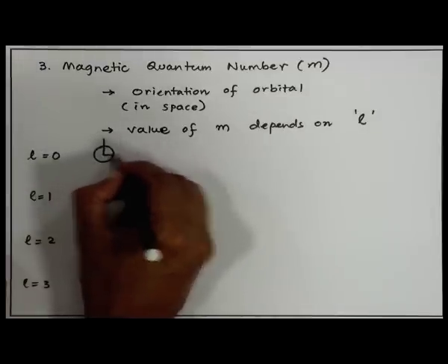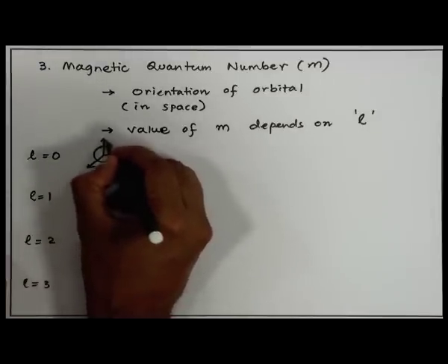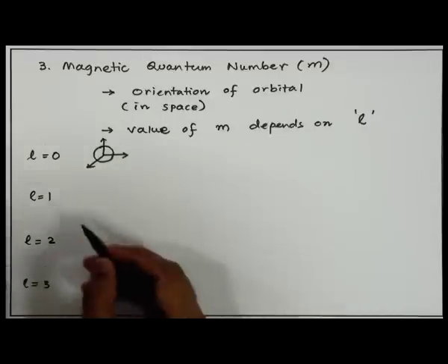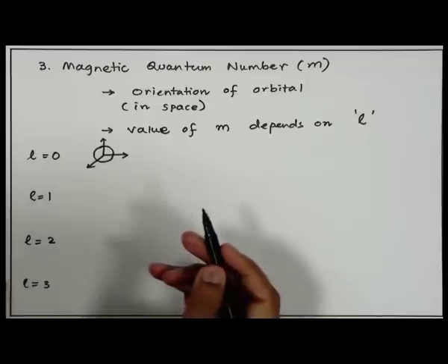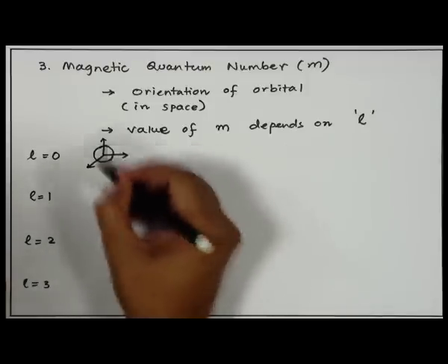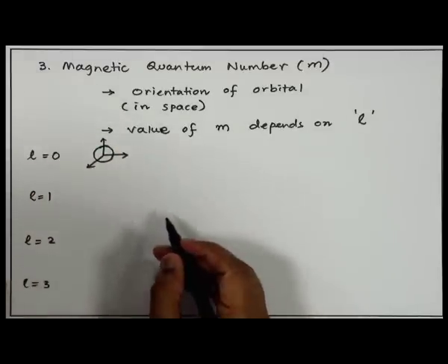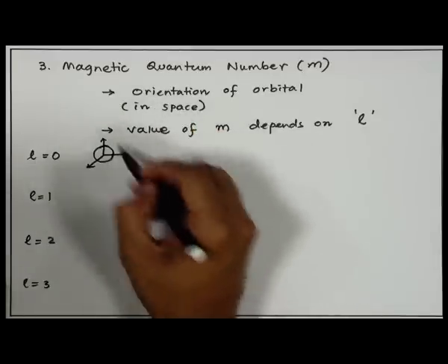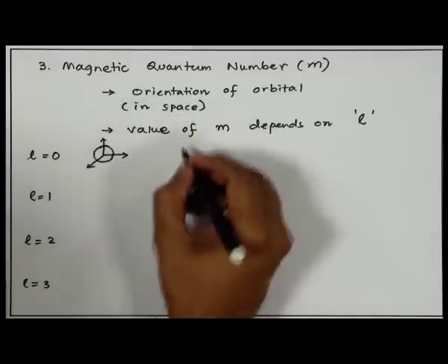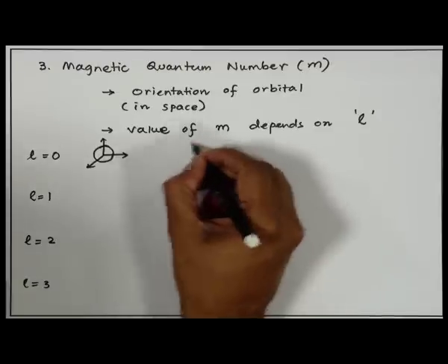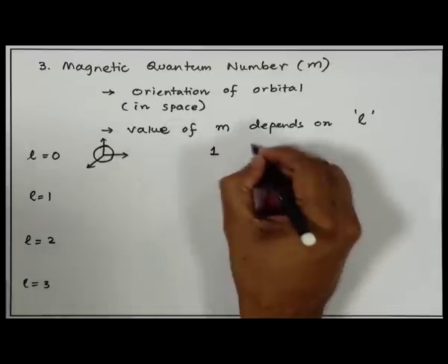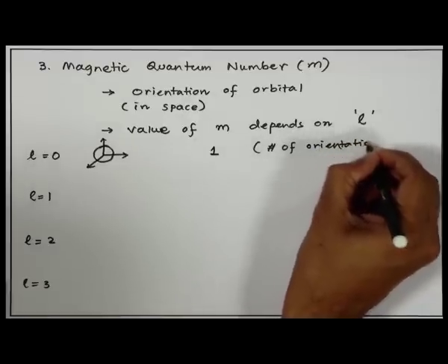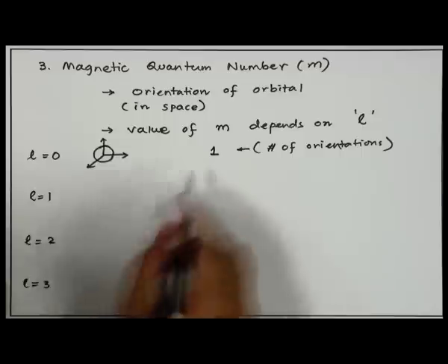Now, when L is 0, it is s orbital and the shape is a sphere. Let us say I draw my x axis, y axis, z axis, and I am showing you a sphere. So, how many ways can I orient this sphere? The answer is 1. There is nothing called reorienting the sphere because it is symmetric along all directions. So, there is only one way that this s orbital can be oriented. So, the number of orientations possible for s orbital is 1.